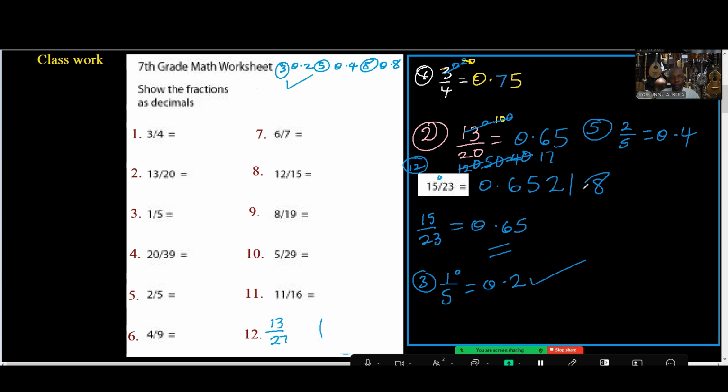That's clear, right? And number 8, you said you got 0.8. Let's see. So number 8 is 12 over 15. I can firstly cut this down by using 3. 3 here, 4. 3 here, 5. Is that clear? Then 5 and 4, that's 0. 5 and 40, that's 8. Okay?